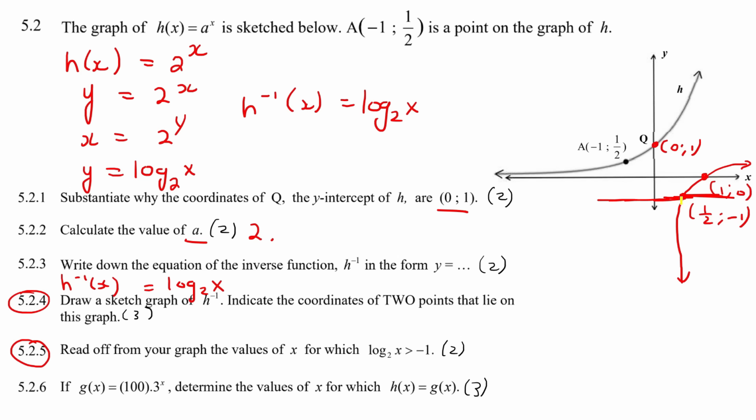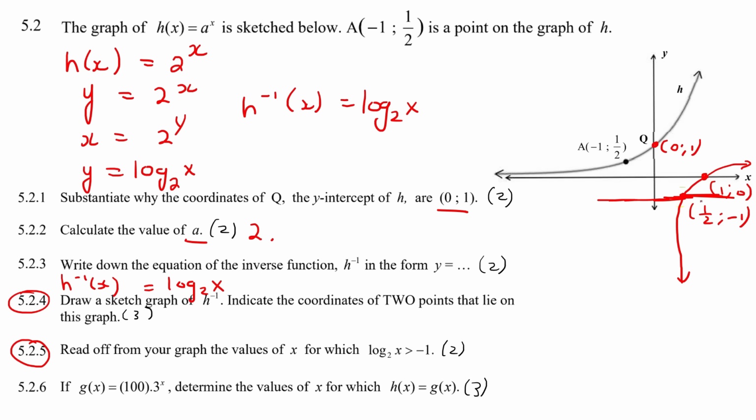If we go to the left of this point, we see it goes below. See that? If we go to the right of this point, then it goes above. It goes above this line. And so they want to know, where are we above? So that's going to be all of this.